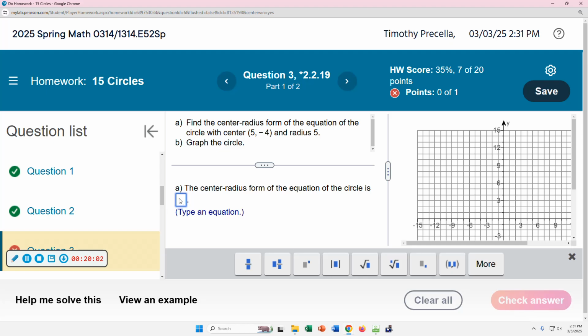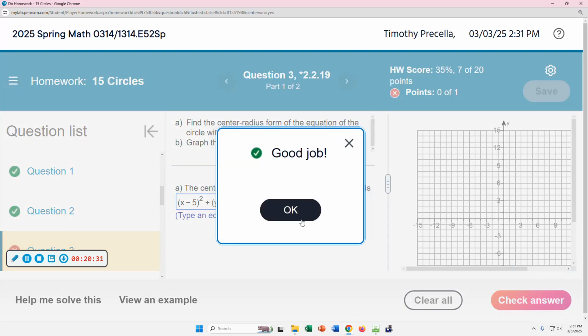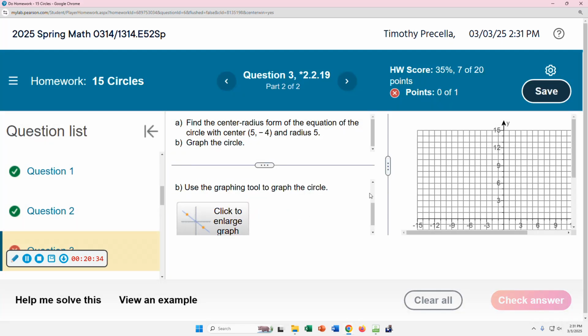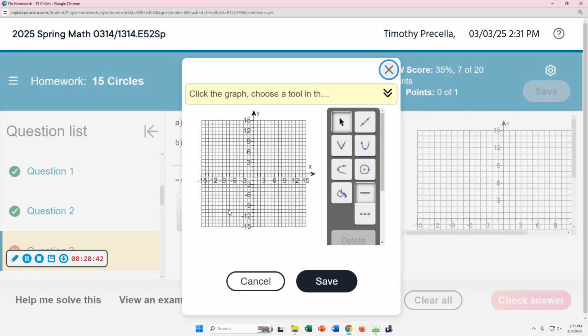Oh wait, I've got to type in this. (x minus 5) squared plus (y plus 4) squared equals 25. Now notice you're not using any of that to graph it. To graph it, you're using what's given to you, the center and the radius.